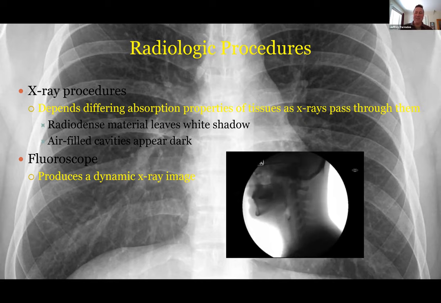So very, very cool. Not sure how much x-ray radiation you get, if it's dangerous or not, because we know x-rays can't be so routine because x-rays damage cells, DNA, cause cancer. So we try to limit the number of x-rays a person gets.